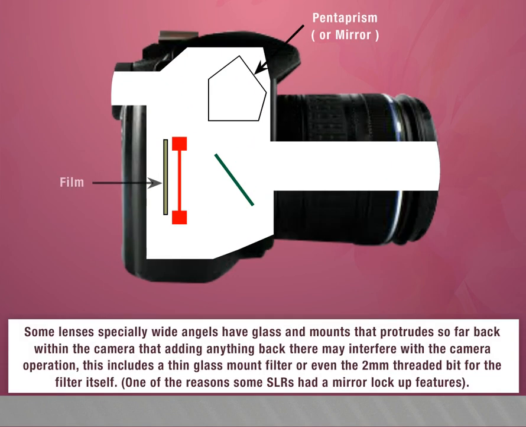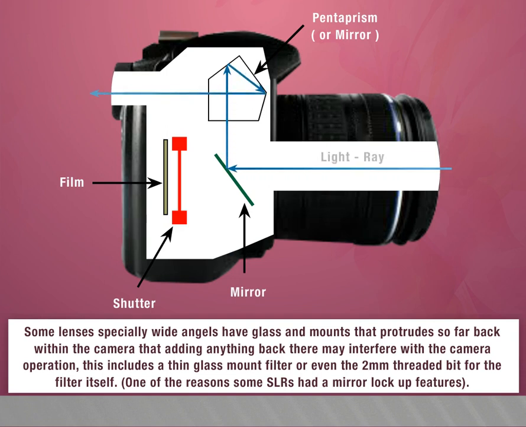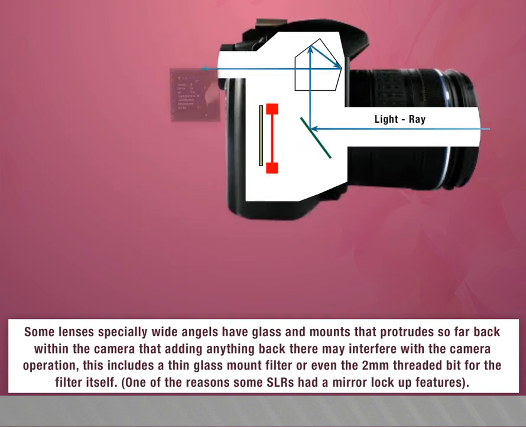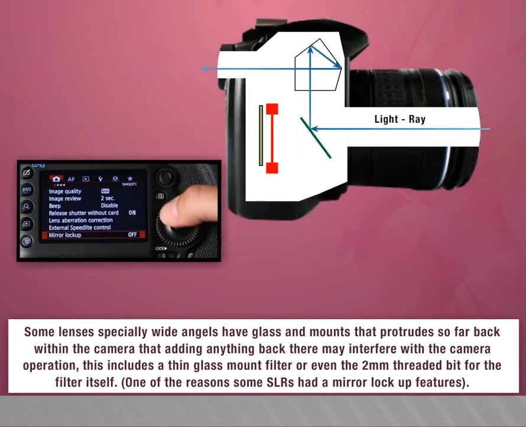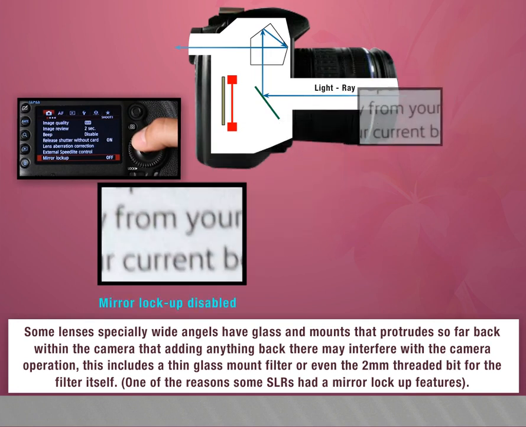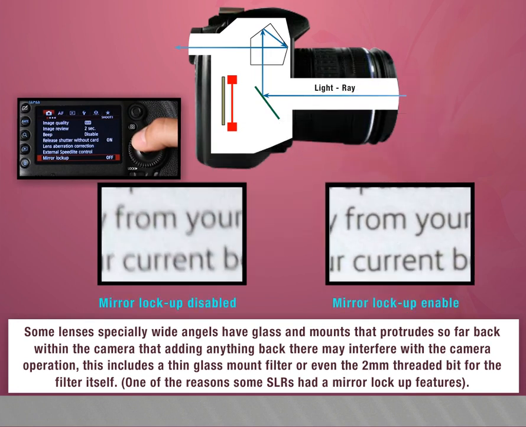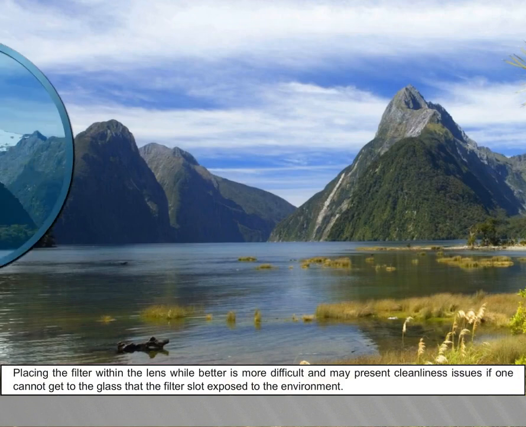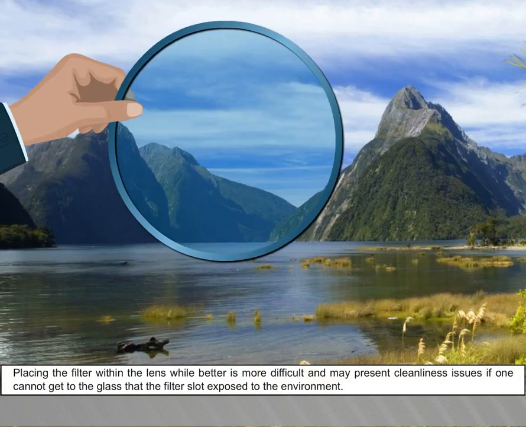Some lenses, especially wide angles, have glass and mounts that protrude so far back within the camera that adding anything back there may interfere with the camera operation. This includes a thin glass mount filter or even the 2 mm threaded bit for the filter itself. One of the reasons some SLRs had a mirror lockup feature. Placing the filter within the lens, while better, is more difficult and may present cleanliness issues if one cannot get to the glass that the filter slot exposed to the environment.